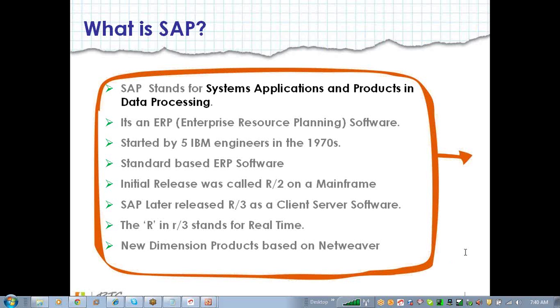One second, please, because this is facing some audio problem. The audio is not connected. Yes. Okay. Proceed.